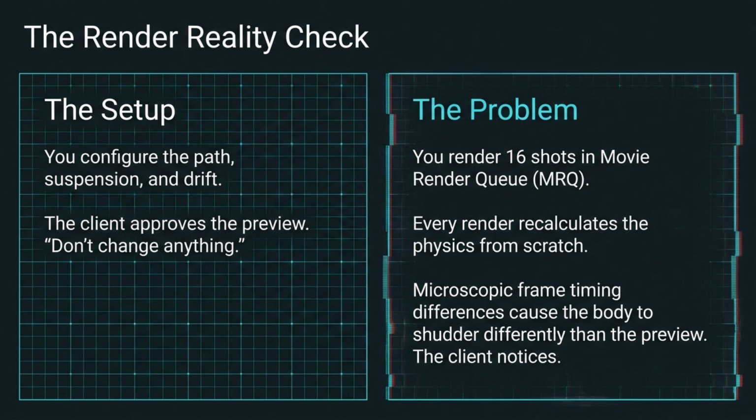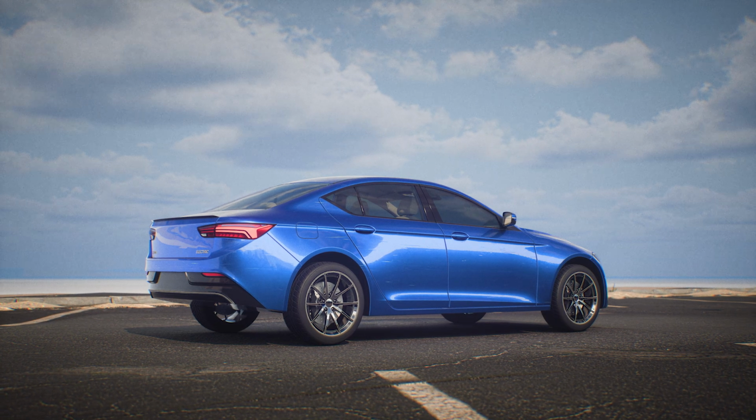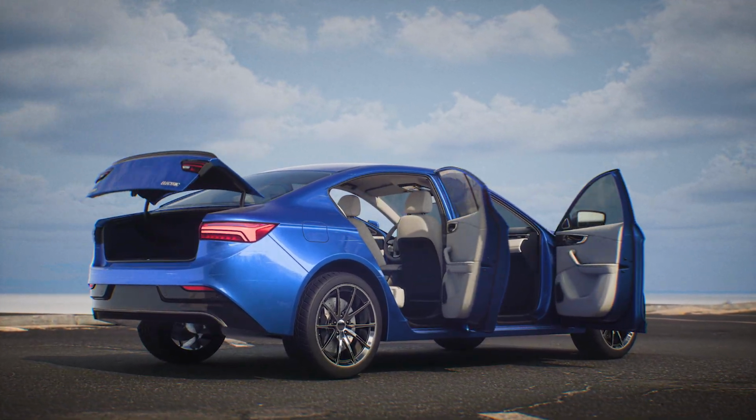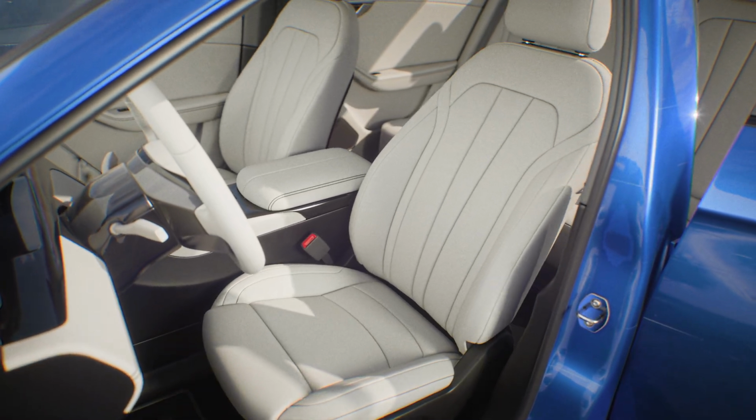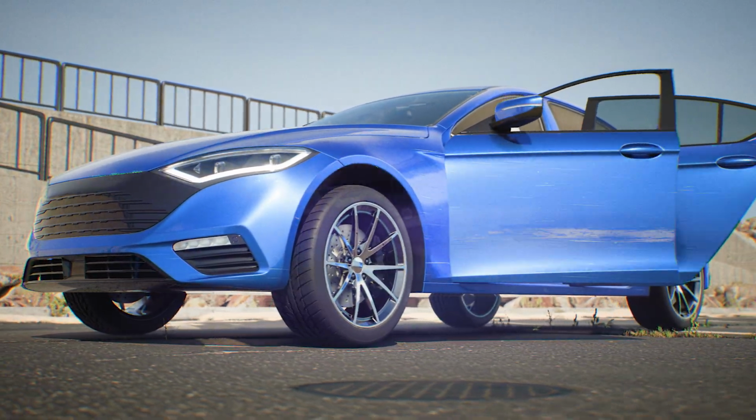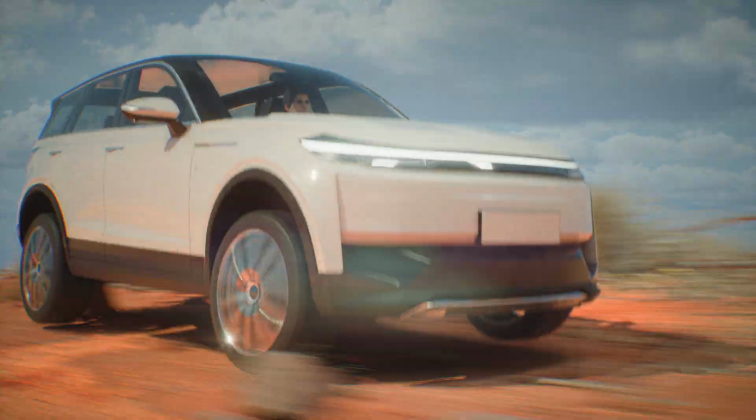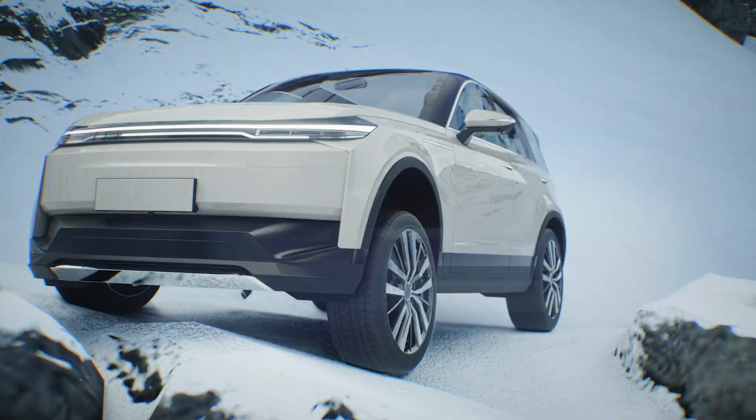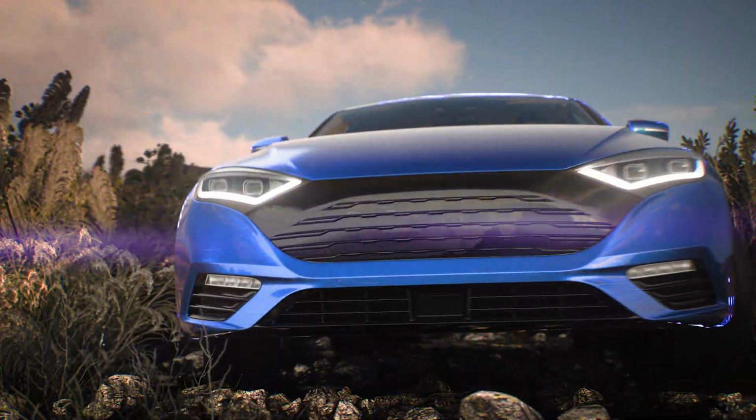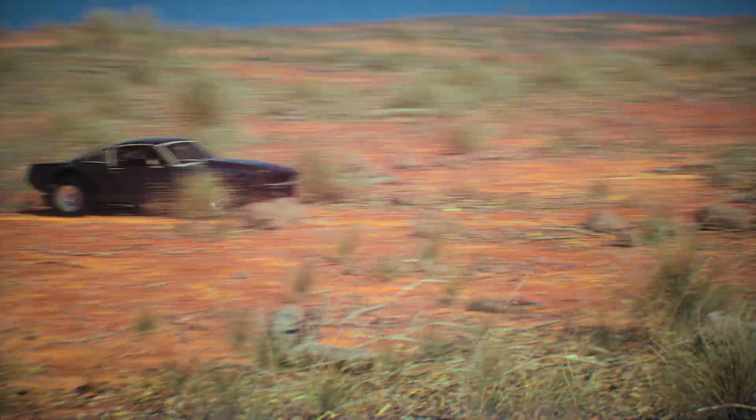You need to do 16 shots, render it in movie render queue, and every render recalculates the physics from scratch. And sometimes, microscopic differences in frame timing cause the body to shutter slightly differently than in the preview. The client will notice. The clients always notice what they weren't supposed to notice. And this is where cache comes in.